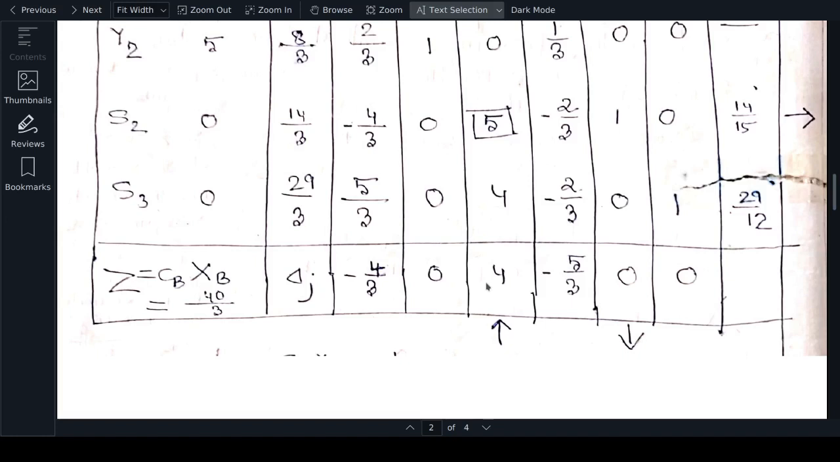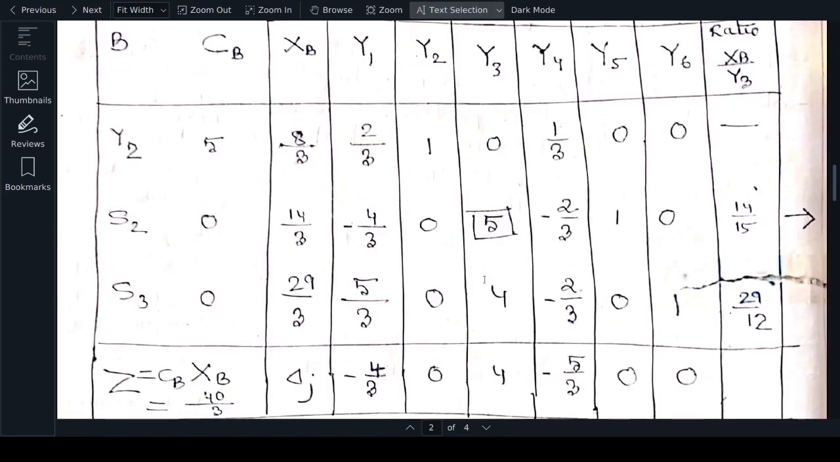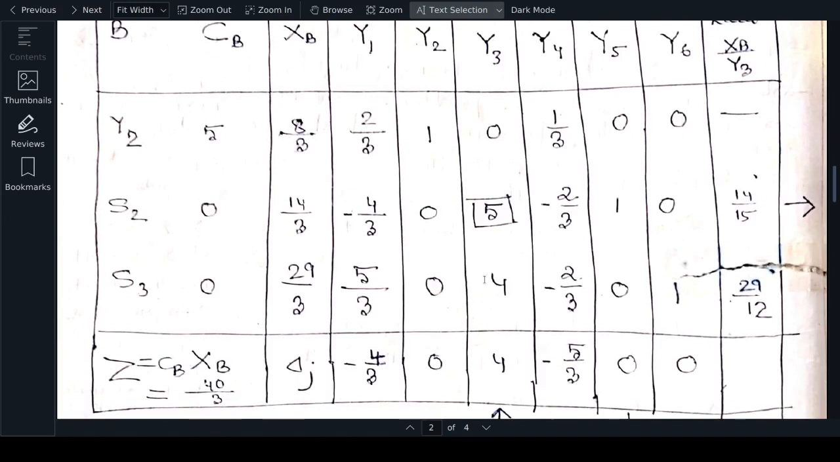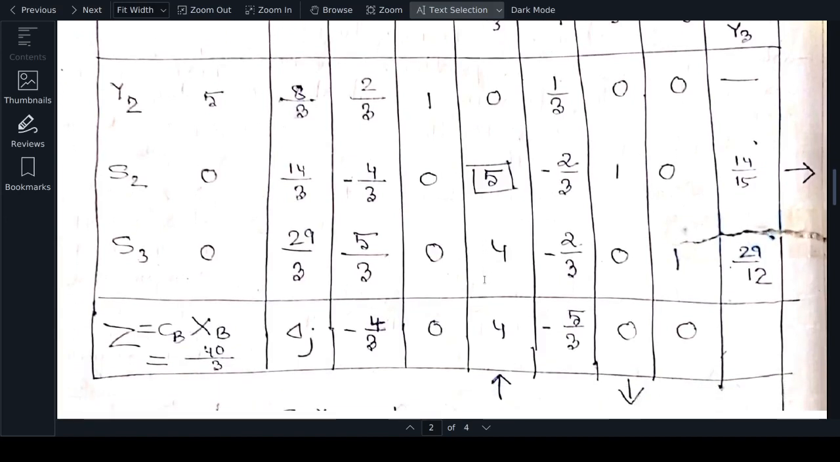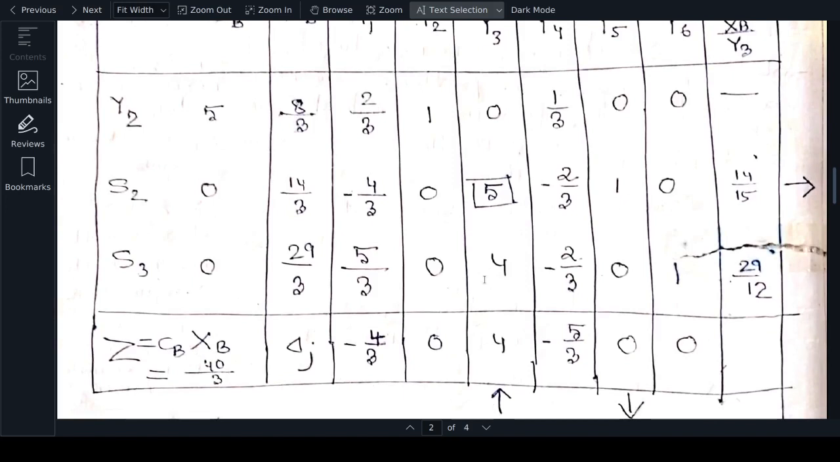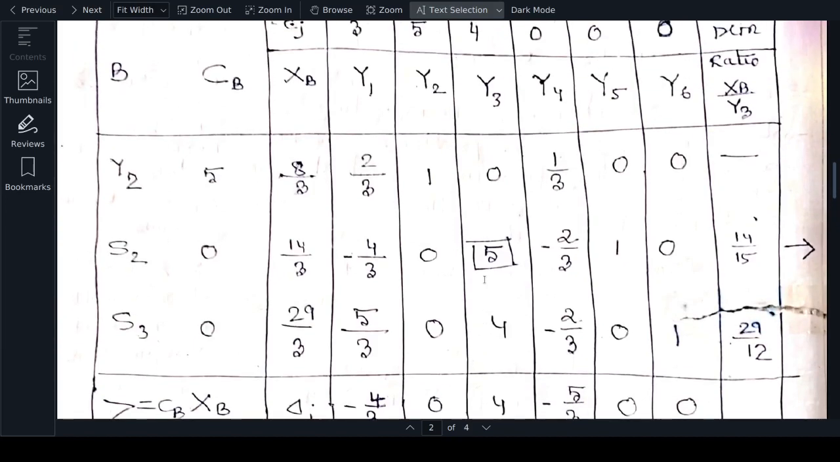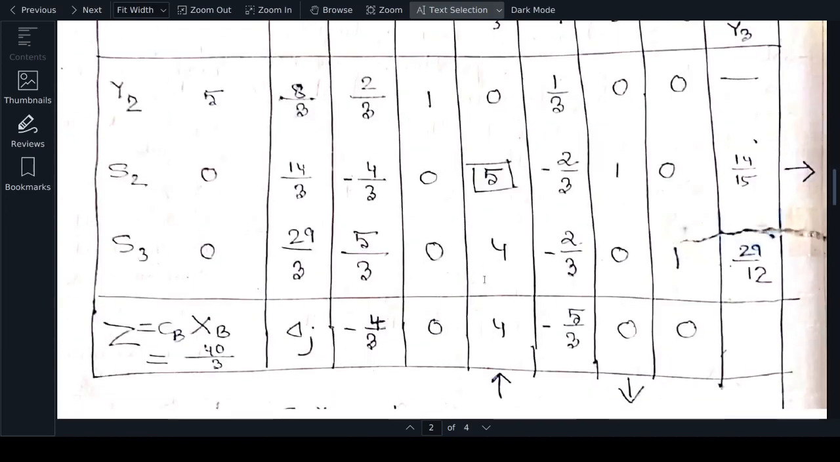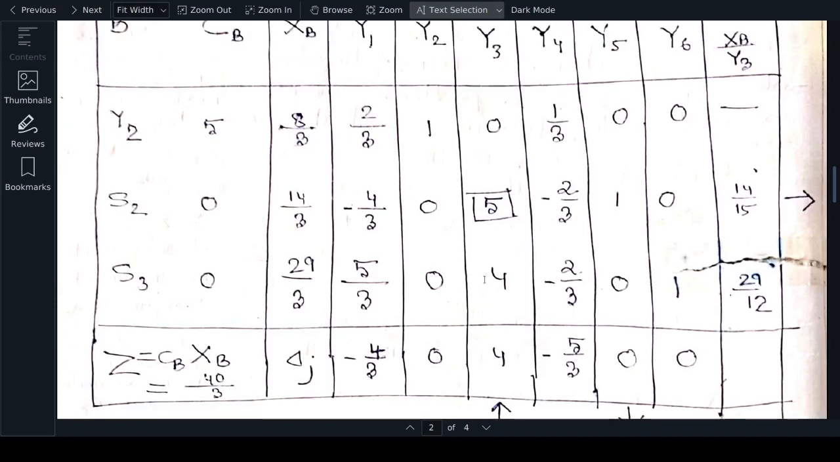Yes, sir. So you see, we calculate this. Anybody have a doubt? So delta z can be calculated same as cb into xb, meaning 5 into 8 by 3 plus 4 into 14 by 5 plus 0 into 89 by 15, calculating 250 by 56 by 15. And delta j same as earlier: delta 1 is c1 minus cb into y1. Roughly I have given this one. So after calculating, you see the delta j values.